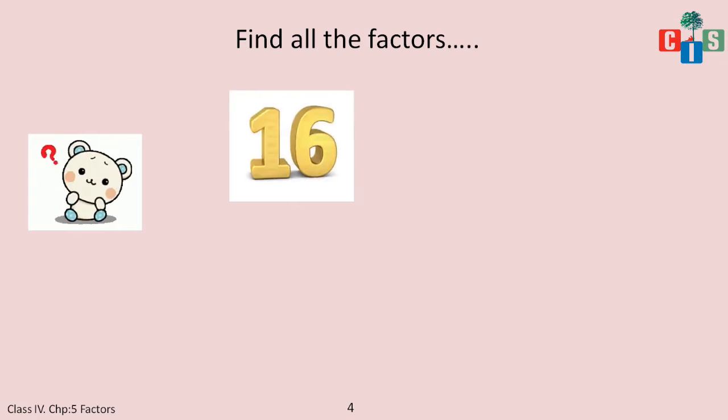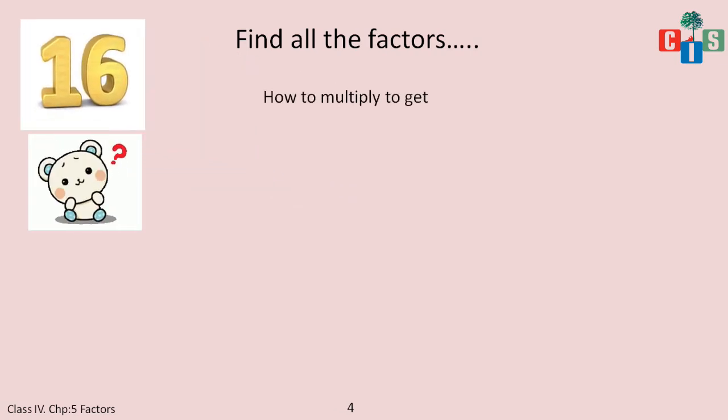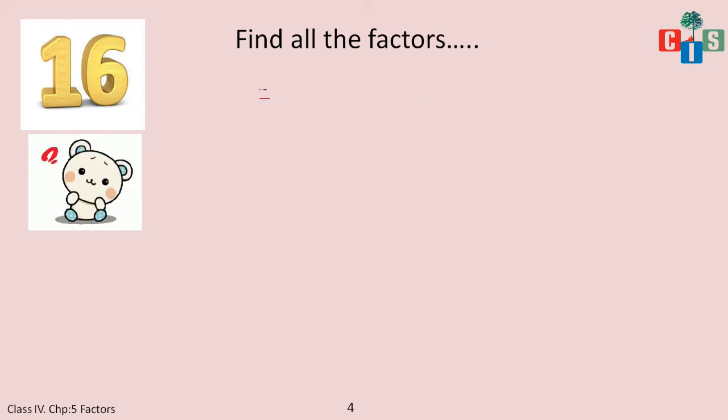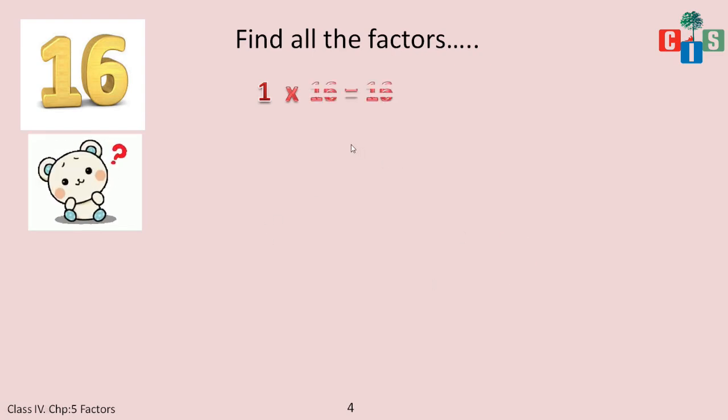To start with, the first number we will take is 1. 1 and the number itself are always factors. You remember the facts of the factor, 1 and the number itself. So first we will start with 1. Write it: 1 multiplied by 16 will give me 16. So we have 1 and the number itself.